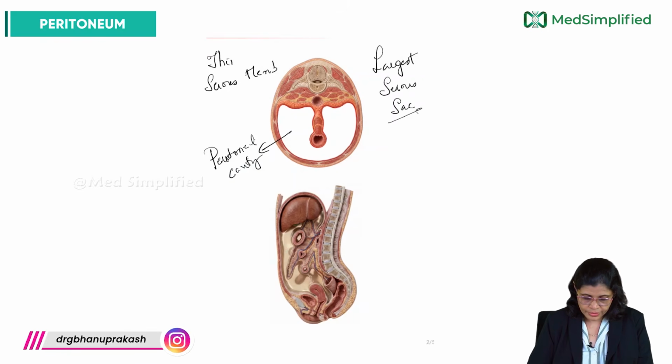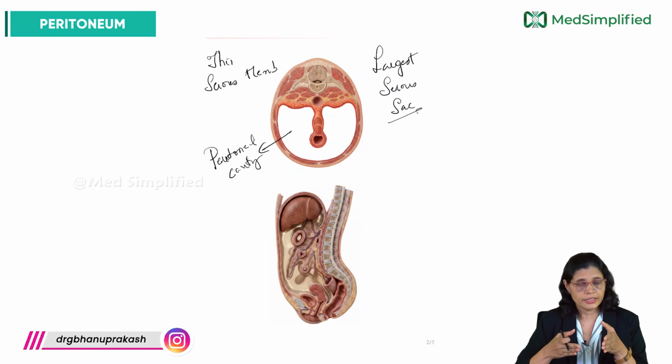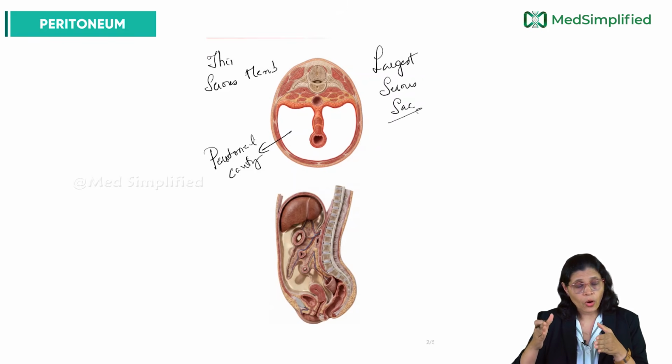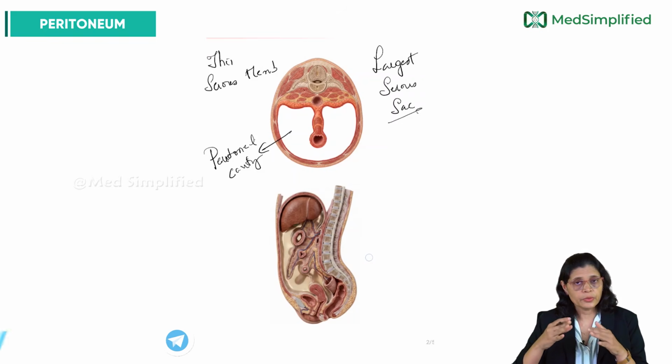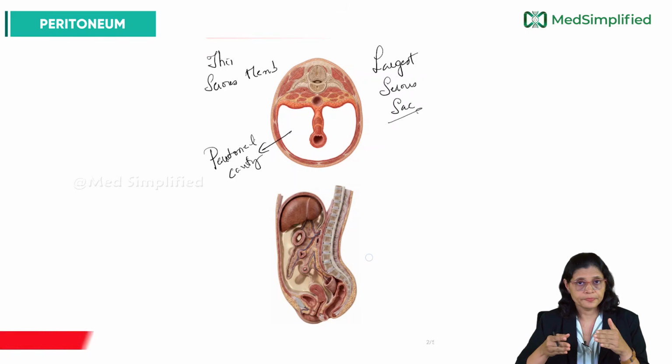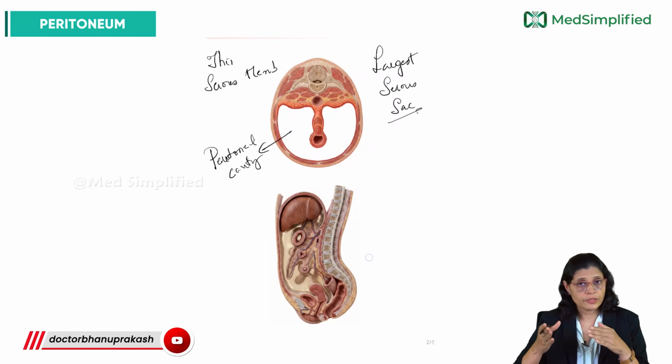Here we can see this cavity, and this cavity gets invaginated by the abdominal organs. All these organs are lined by the visceral layer of the peritoneum. These organs are suspended into this peritoneal cavity by the folds of the peritoneum. There are various folds of the peritoneum which suspend the abdominal organs into the cavity.